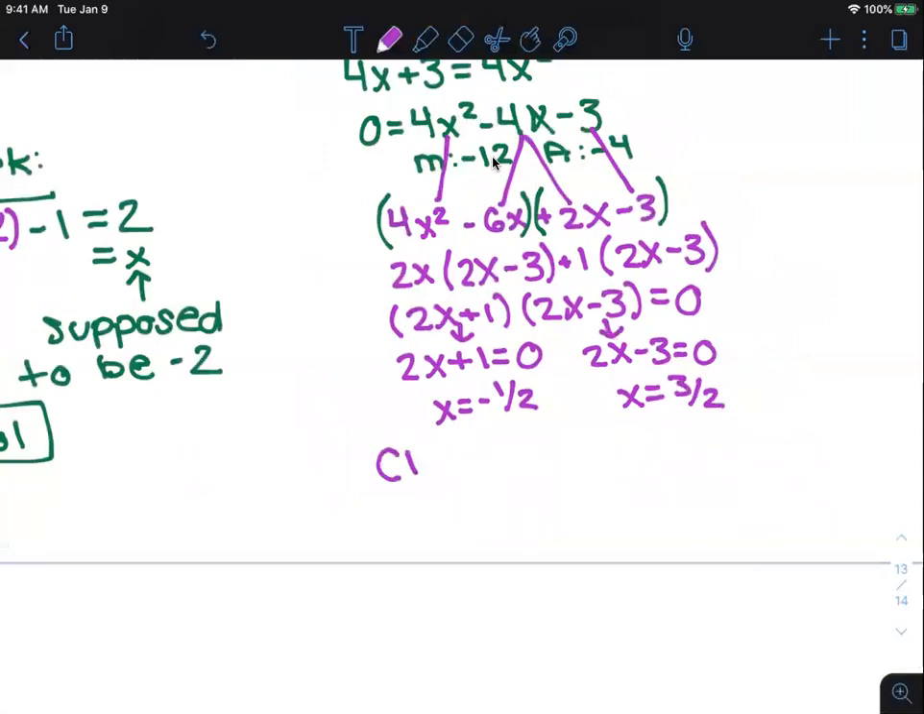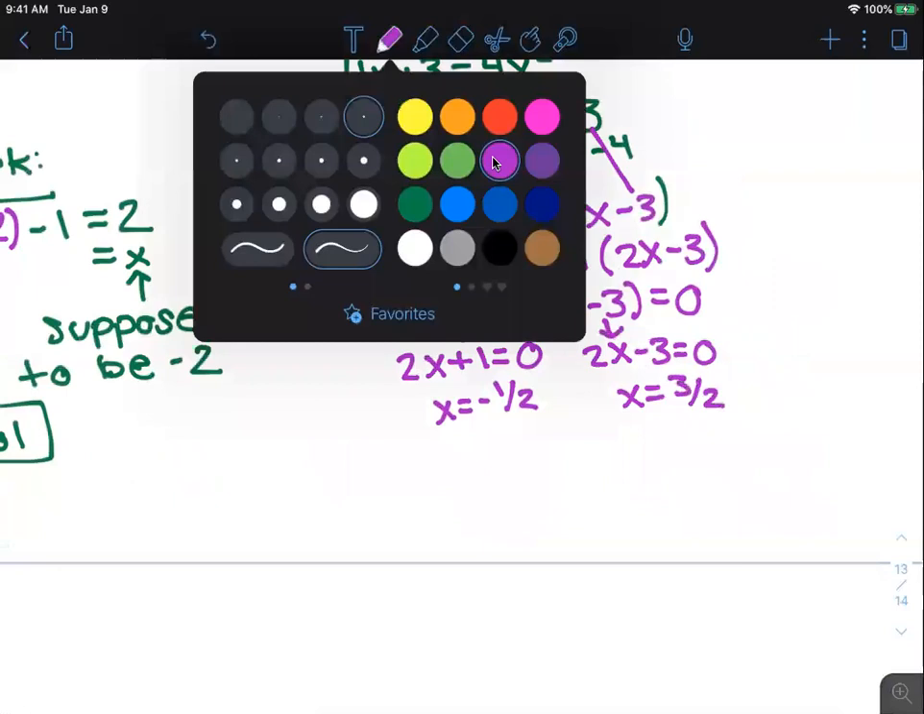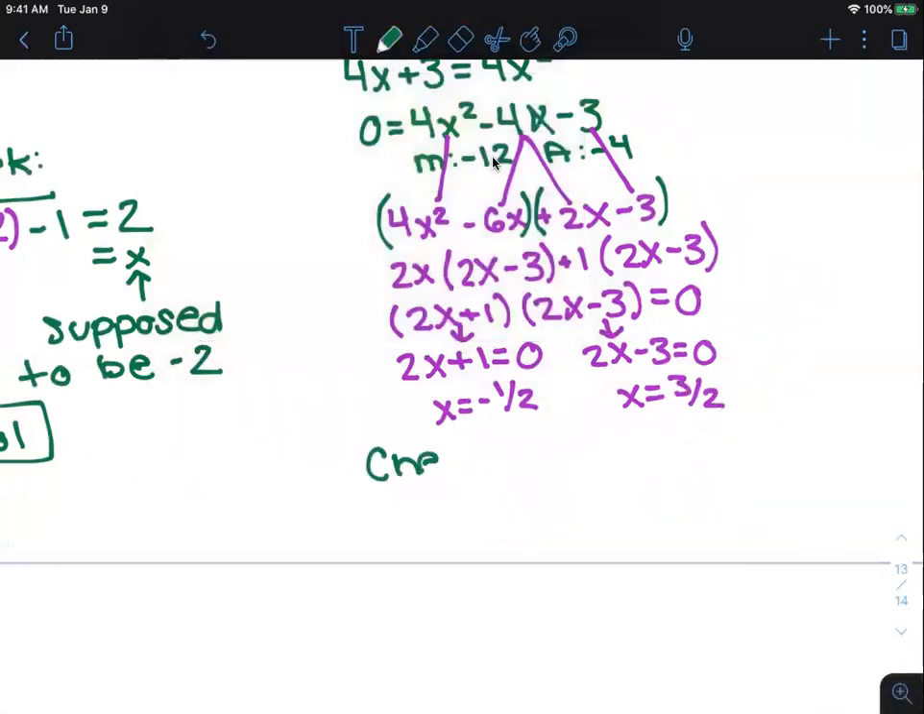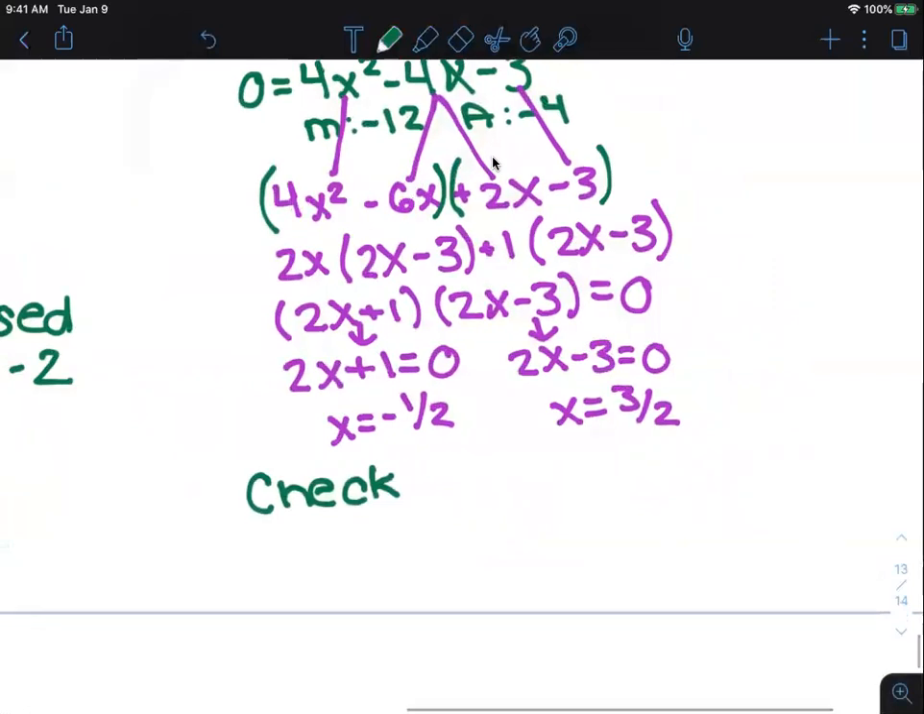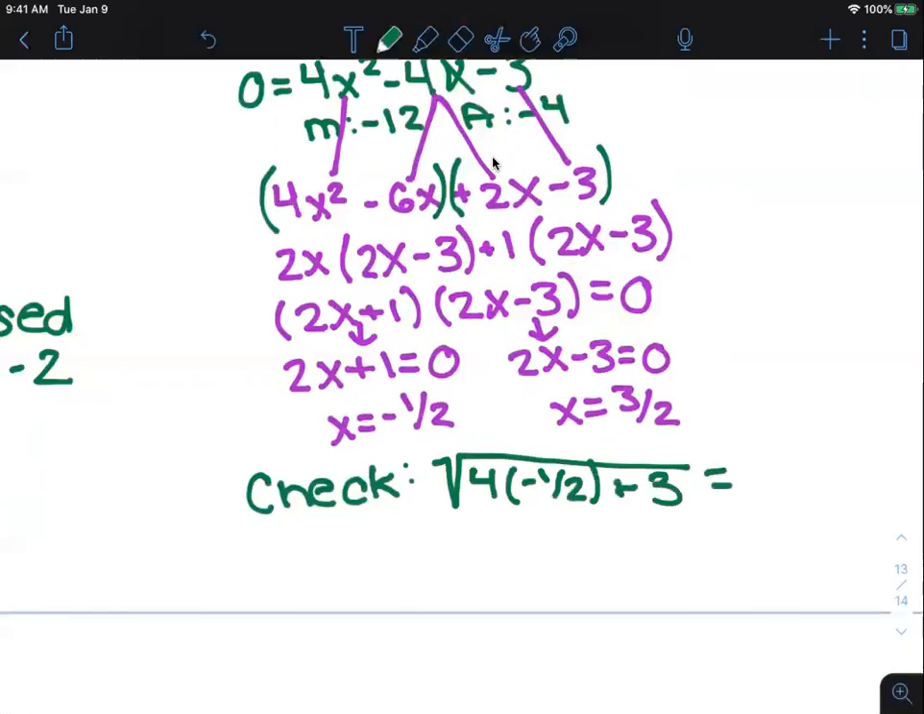So in order to check your answer, use your calculator. And it should be a TI-83 or a TI-84. Those are the calculators for this class. No other calculator you should be using. So I'm going to plug in negative 1/2 into the original equation. I'm going to type in square root of 4 times negative 1/2 plus 3, and it's supposed to equal 2x, so 2 times negative 1/2. The negative 1/2 gets plugged into both spots. And I want to see, does the left side equal the right side?